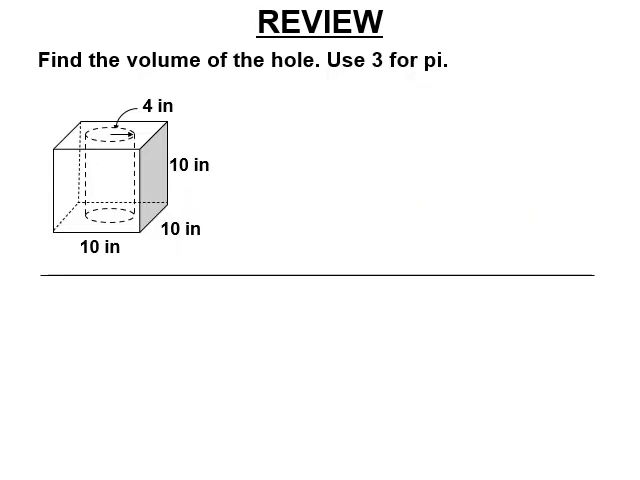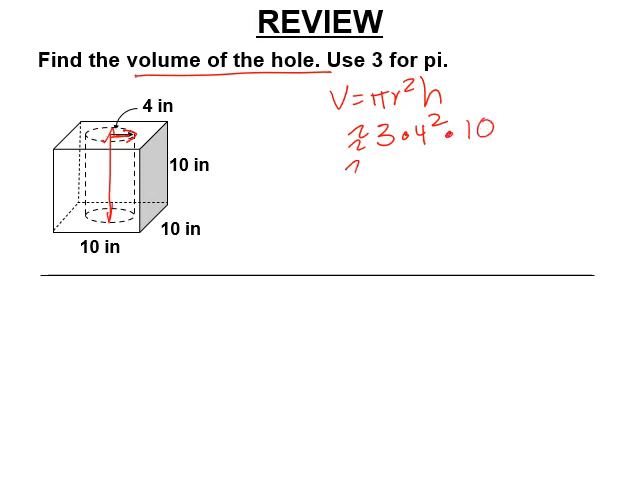You're finding the volume of the hole. Well, the hole is a cylinder. It says use 3 for pi. The radius of the hole is 4. The height of the hole seems to be all the way through, so the height of the hole seems to be 10. So it's 3 times 16 times 10. Well, we just did 3 times 16. It was 48. And 48 times 10, add a 0, 480. So this is 480 cubic inches. That's the volume of the hole.